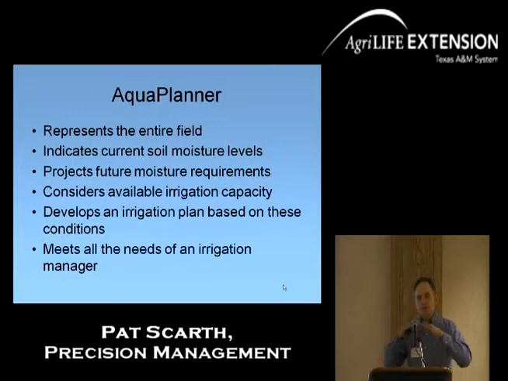And what it does, we set some objectives out there, like for instance on corn, we might like to have the soil profile full at 10-leaf stage, have the profile full at silking, and we'd like to keep it maybe 75% full at dent, and then have it tapered off to where it's right at the stress level when it reaches the black layer. And the Aqua Planner does all this for you.